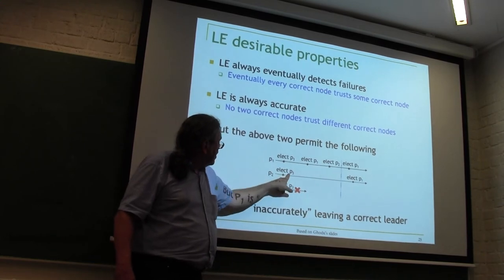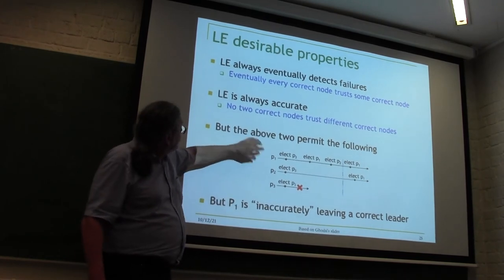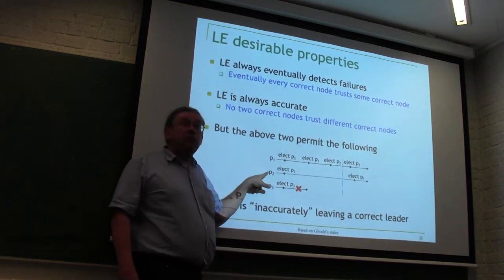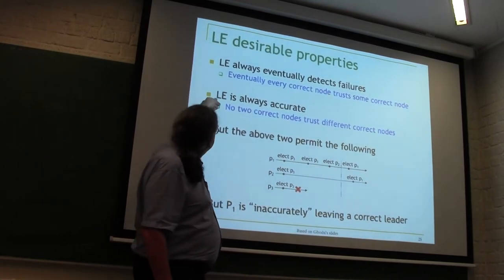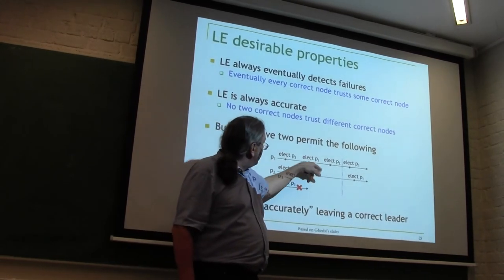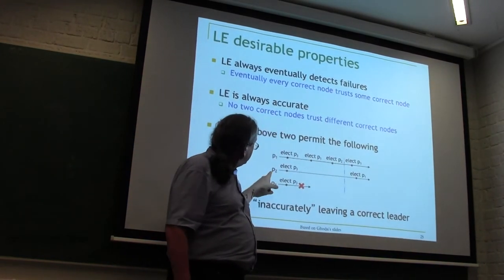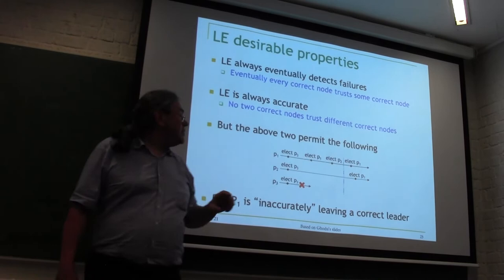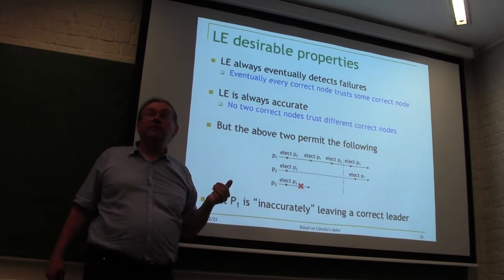P3 is crashed, huh? That means P1 is allowed to change nodes. You see that? No two correct nodes trust different correct nodes. But P2 is not trusting a correct node. P2 is picking a failed node. That means this condition is always true. That means P1 can flip back and forth. P1, P2, P1. Flip, flip, flip. Until P2 chooses, P1 is allowed to flip here. You see that? So that's a perfectly reasonable behavior with this specification, right?